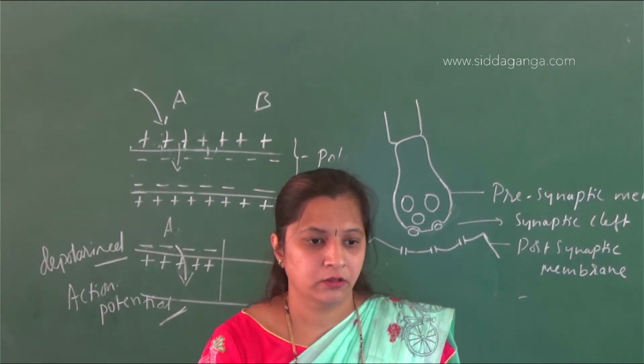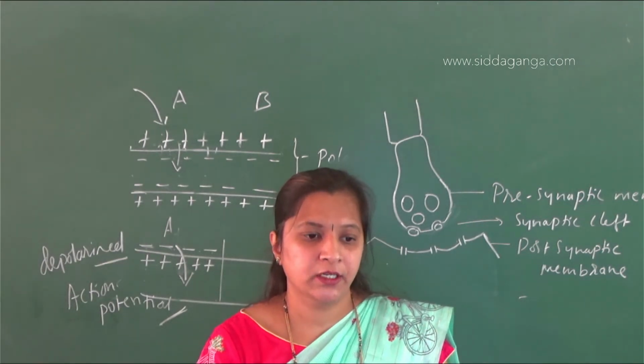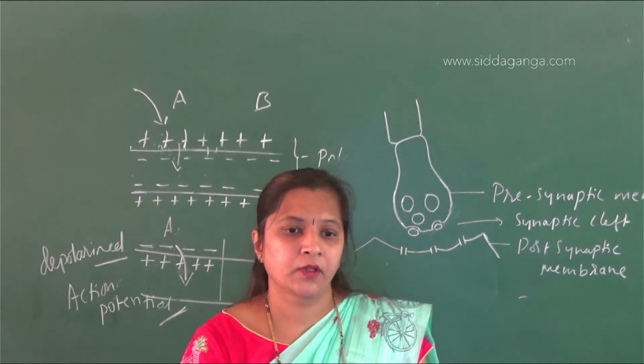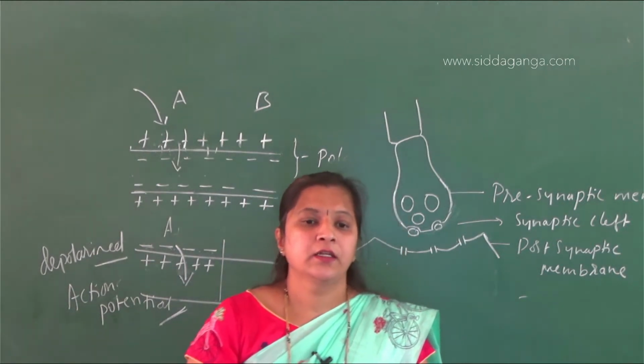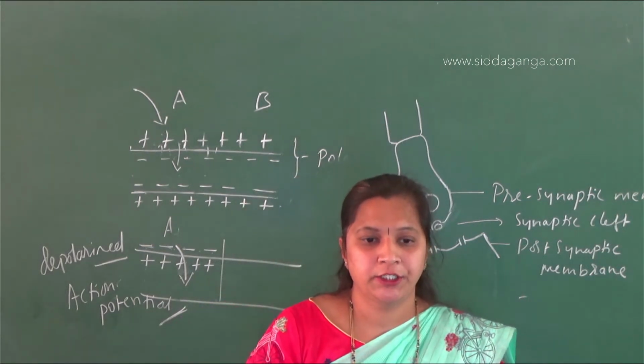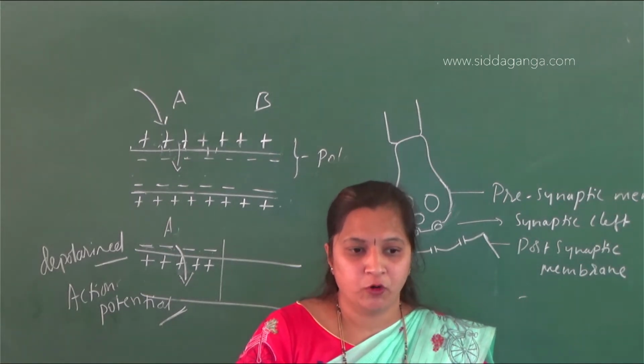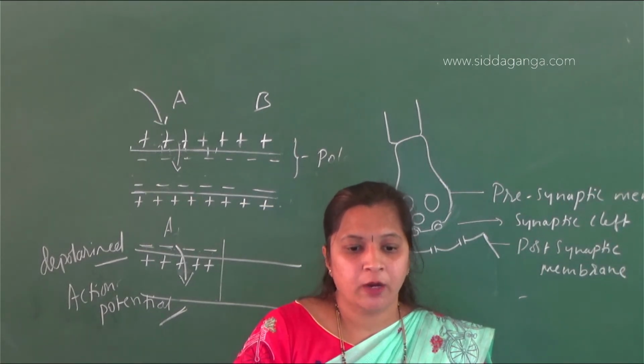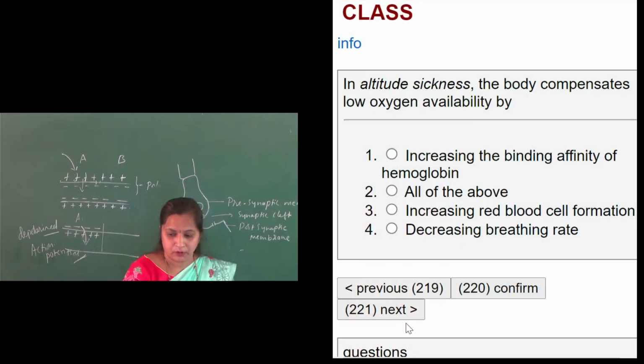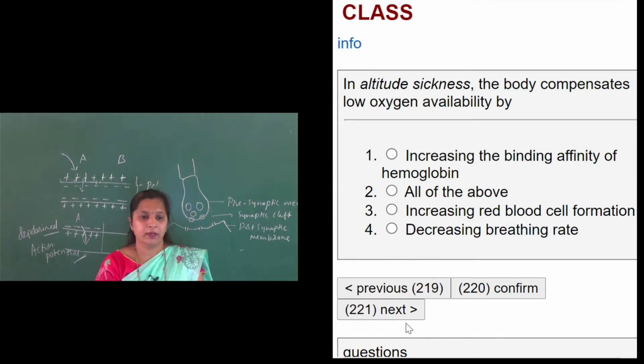The next question. In altitude sickness, the body compensates low oxygen availability by: first option, increasing the binding affinity of hemoglobin; second option, all of the above; third option, increasing the red blood cell formation; fourth option, decreasing the breathing rate. I repeat the question once again. In altitude sickness, the body compensates low oxygen availability by increasing the binding affinity of hemoglobin, all of the above, increasing red blood cell formation, decreasing the breathing rate. Right?